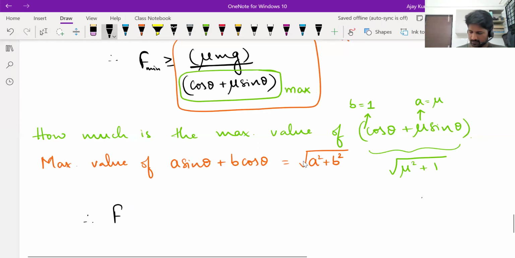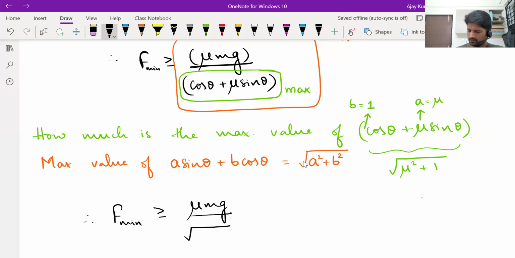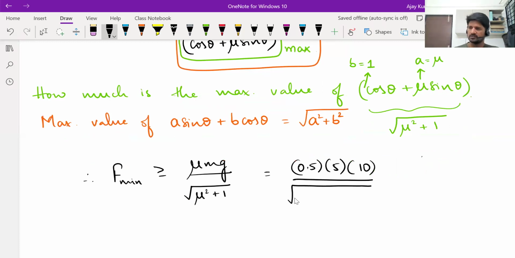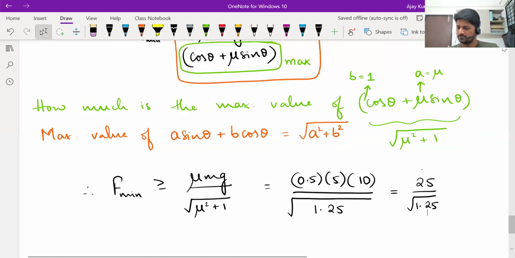Therefore, to slide the block, the minimum needed force is mu mg divided by under root mu square plus 1. If we apply this to the question that we solved, mu was 0.5, mass of the block was 5 kg, acceleration due to gravity is 10, divided by under root mu square, 0.5 whole square is 0.25 plus 1 becomes 1.25. Numerator 5 into 10 into 0.5 is 25. Divide by under root 1.25. Let me calculate this quickly, but you just recollect the steps that we went through.